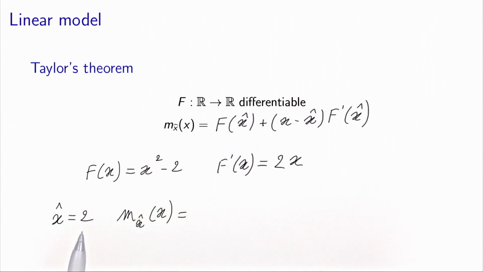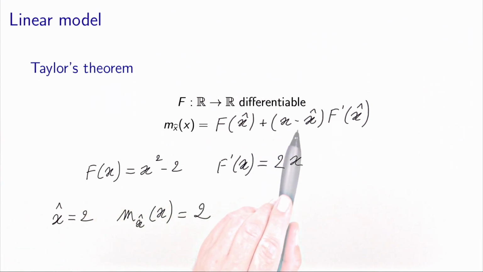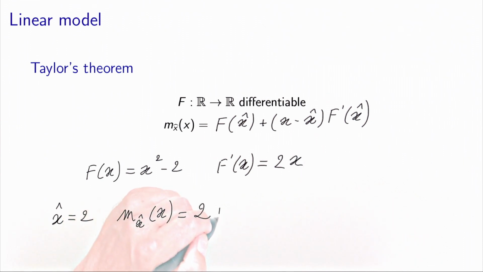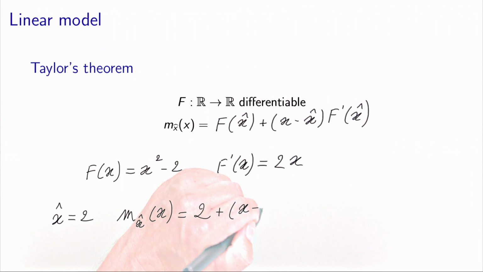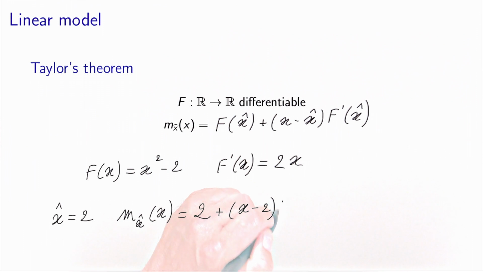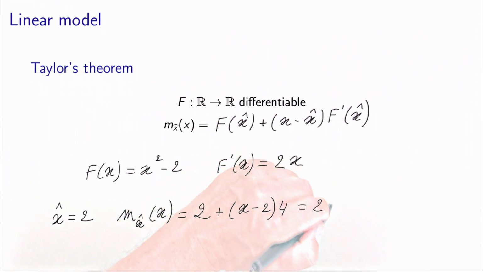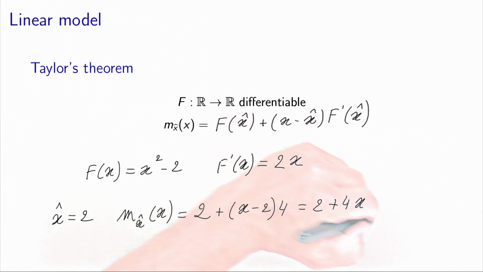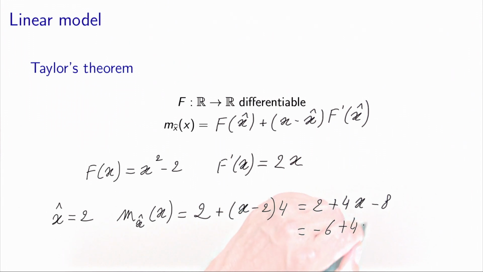So if x hat is equal to 2, f of 2 is equal to 2, plus x minus x hat, x minus 2, times the derivative of f calculated at x hat, which is equal to 4. So this is equal to 2 plus 4x minus 8, which is equal to minus 6 plus 4x. And this is the equation of the tangent of the function at the point x hat. So this is what we use as a model of the function.